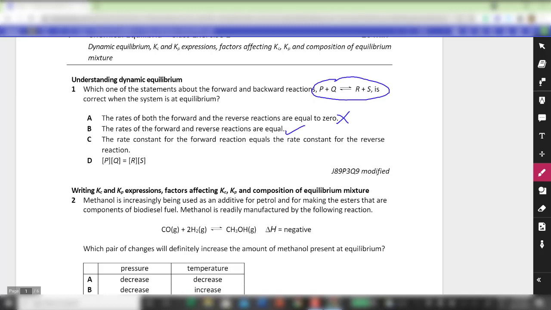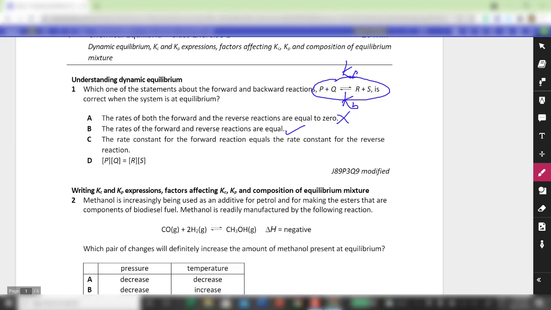This is not true. It doesn't mean that the rate constant must be the same. If you take the forward reaction to have the forward rate constant Kf and the backward reaction to have the backward rate constant Kb, you will notice that the values need not be the same. One of them could be greater than the other. So it doesn't really matter. What matters is that the rates of the forward and backward reaction are the same, not the rate constant.